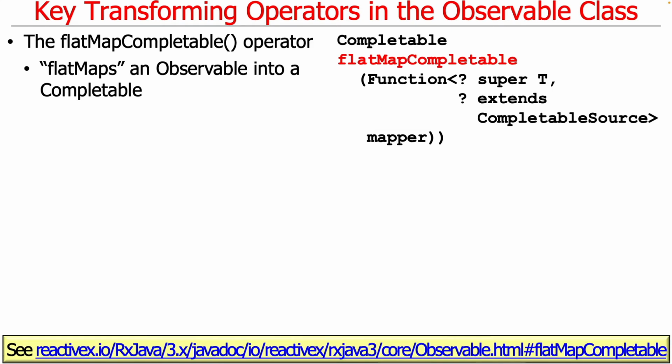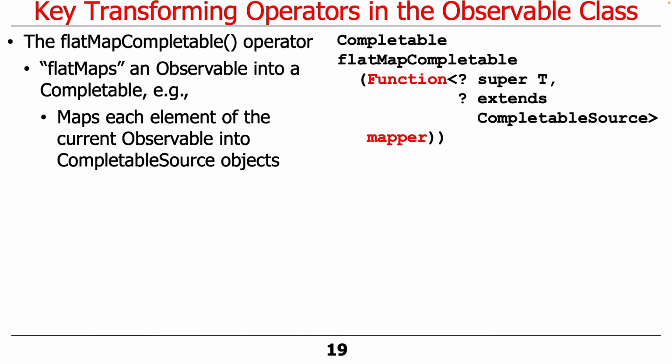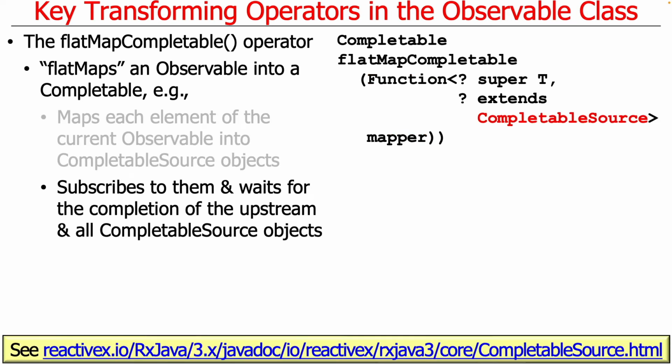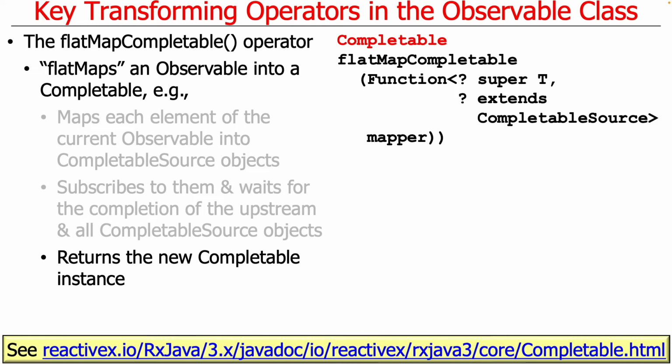So let's take a look at another operator that's a wacky variant of flatMap, but it turns out to be very helpful, called flatMapCompletable. flatMapCompletable maps an observable, which you're observing using this mapper function, into a completable. In other words, it maps each element in the current observable into completable source objects, and then it subscribes to them, and it waits for the completion of all the operations, and then it returns something that's called a completable. So you get back a single completable instance.